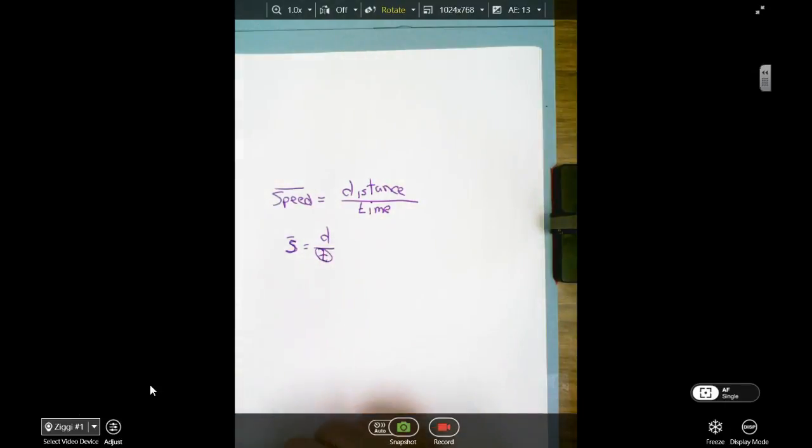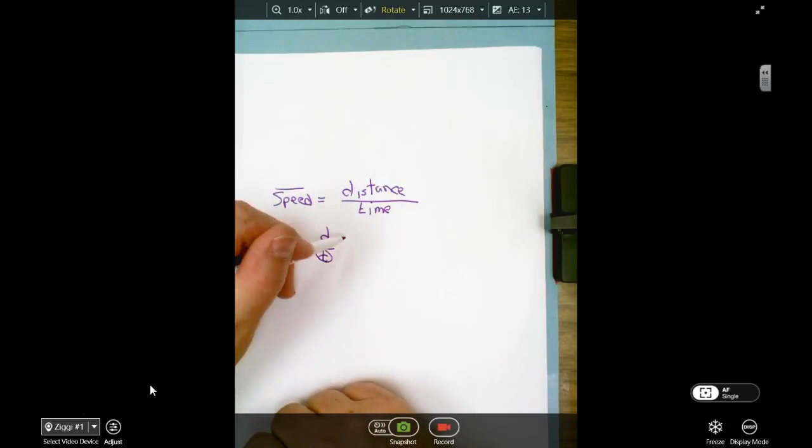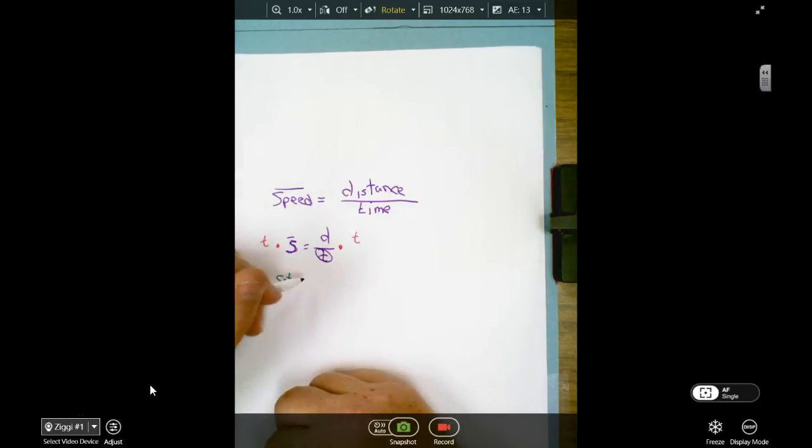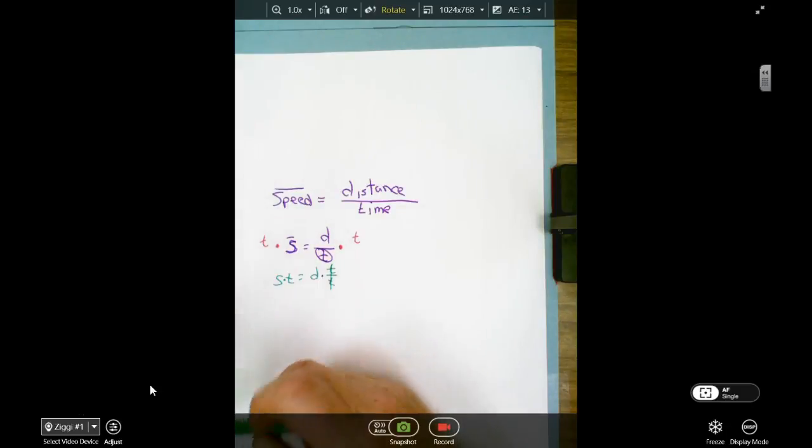Well, what do I do next? First, let's rewrite this. I need to do the opposite. Since this is D divided by T, I need to multiply by T. So I make the multiplication symbol there. Now the rules are whatever I do to one side, I do to the other. So this becomes S times T is equal to D times T over T. Now anytime you have something over itself, that becomes 1. So this says D equals S T. And of course I have to remember to put the little bars there to indicate that it's an average.